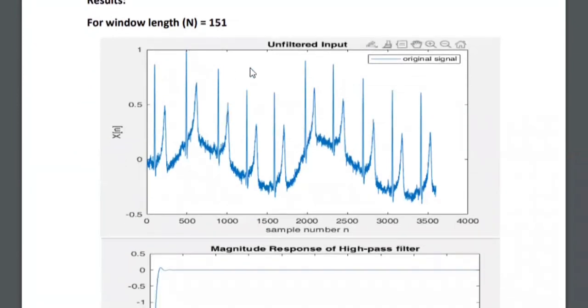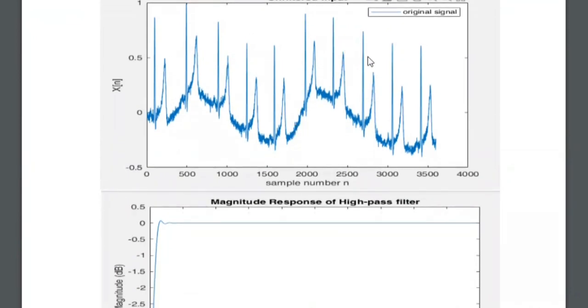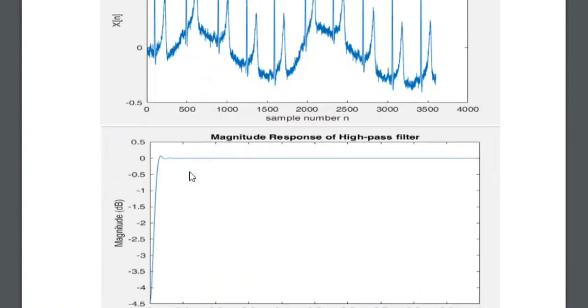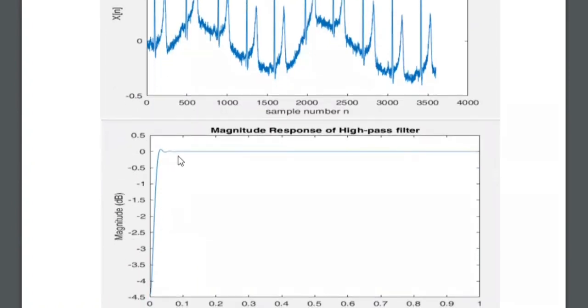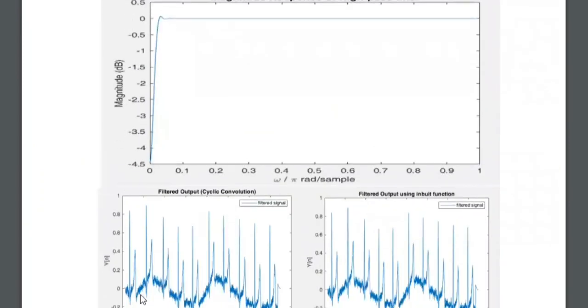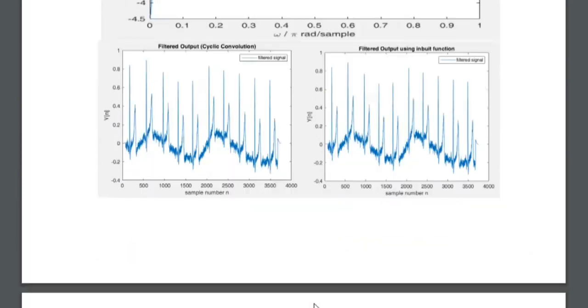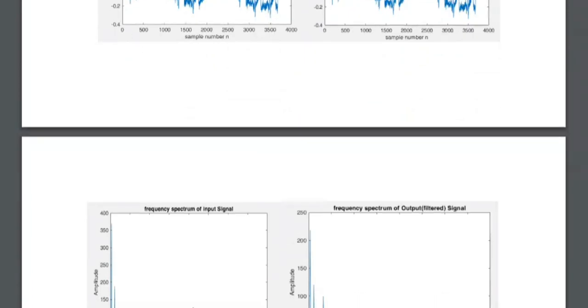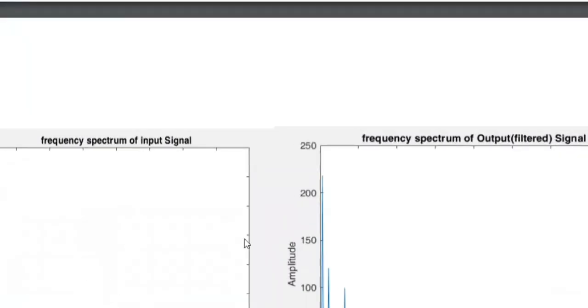Using the above MATLAB code, we have found these graphs. This is our unfiltered input. You can see the sinusoidal function in it. Now we have applied our high pass filter. This is for N equals 151. You can see that the sinusoidal graph is getting flattened. Here, this is the unfiltered signal and this is the filtered signal frequency spectrum. You can see that the 1 Hz frequency component is gone here.